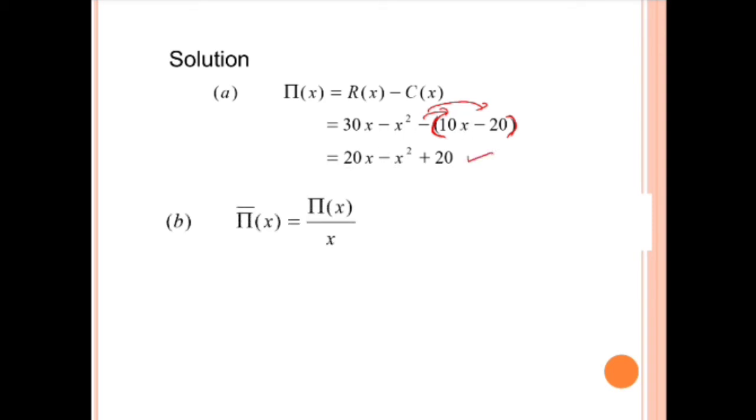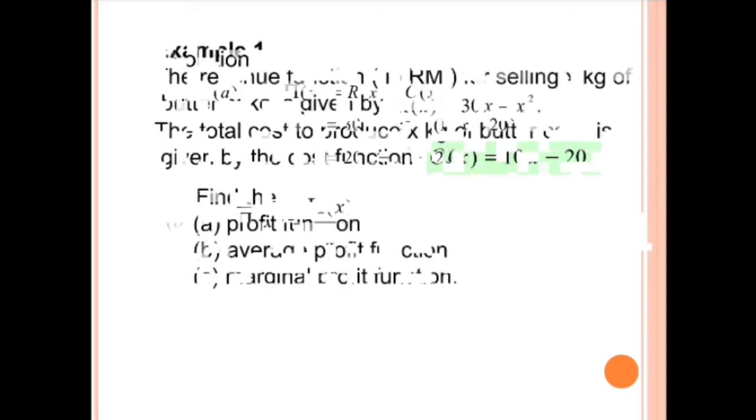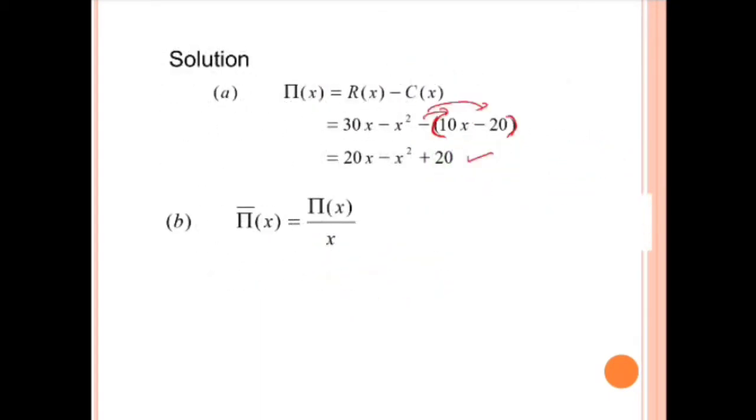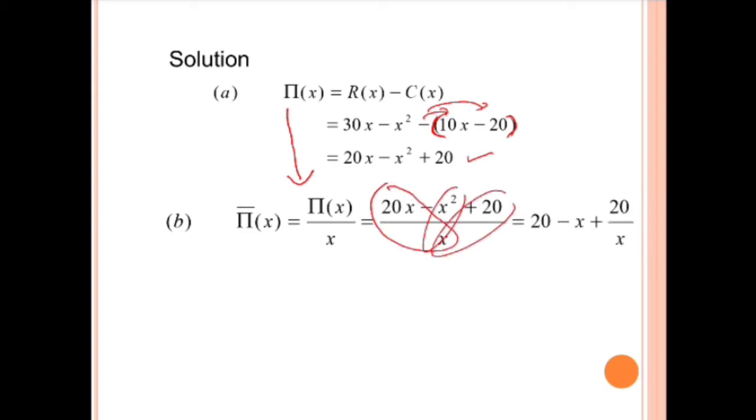Next question is finding the average profit function. So average profit function is just dividing the profit function with x. So just write your profit function, divide each of the terms with x and simplify. And you will get 20 minus x plus 20 over x.